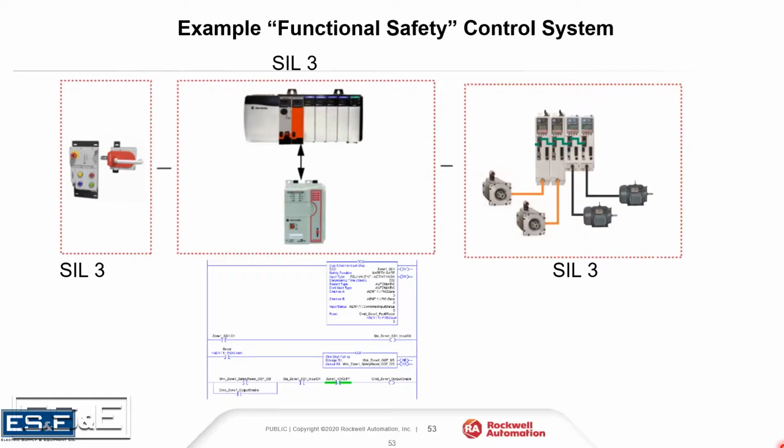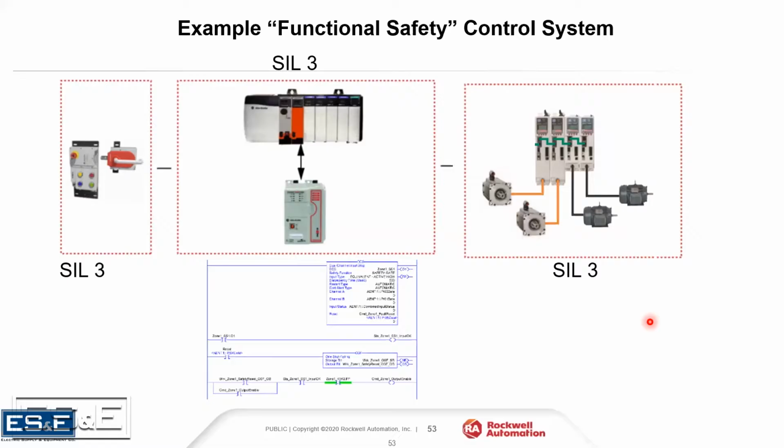So Greg, what if this Logix controller was only a SIL 2, but we still had the rest of it as SIL 3? What would our outcome be then? Well, Eric, you can only achieve the highest level of the lowest rated piece within your circuit. So in that case, you could only achieve a SIL level 2. And that's just like performance levels. That's just like categories across the board.